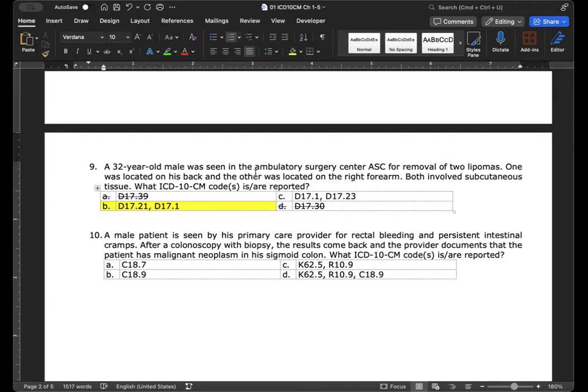Let's look at this actually from a testing perspective really quickly, too. So if our definitive diagnosis is the malignant neoplasm of the colon, are we going to report our signs and symptoms? No. Correct. So we can automatically rule out C and D, right? Because we don't need the K62 or the R10.